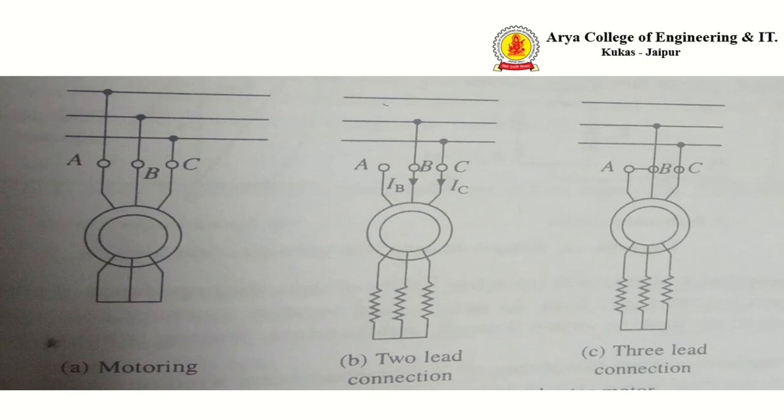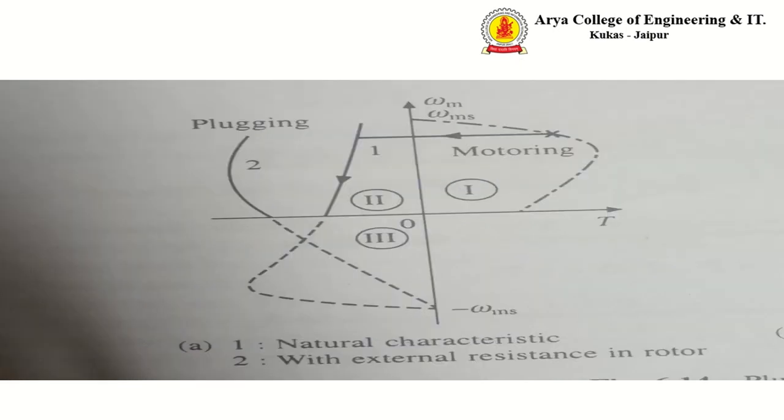Both conditions are fulfilled in regenerative braking, but increasing Nr is not possible, so the synchronous speed is reduced, because Ns equals 120 f by p, where f is the frequency and p is the number of poles. When the frequency is reduced, the synchronous speed is reduced. When the synchronous speed is reduced, the rotor speed is greater than the synchronous speed, and the slip is reduced. Then the motor reverses its direction of rotation and at a certain time stops. This method is the regenerative braking method.